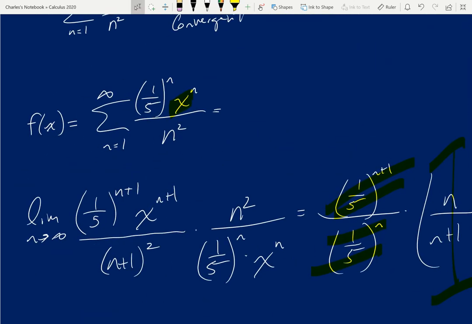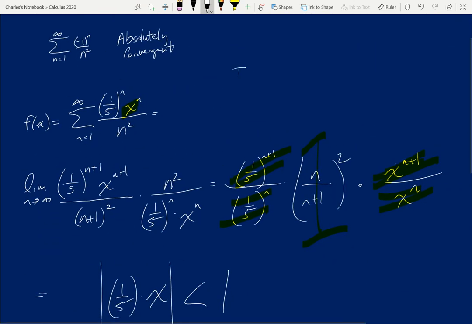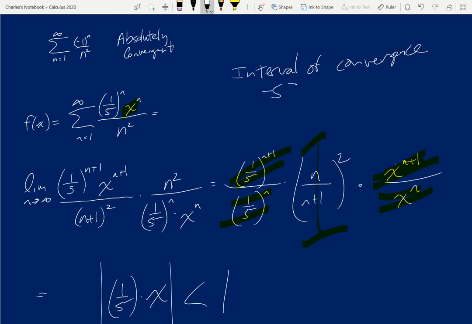So now, the interval of convergence in this case is negative 5 is less than x is less than 5.